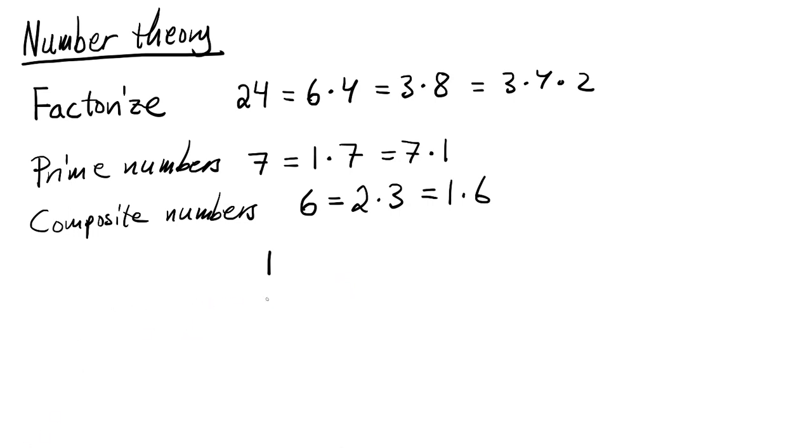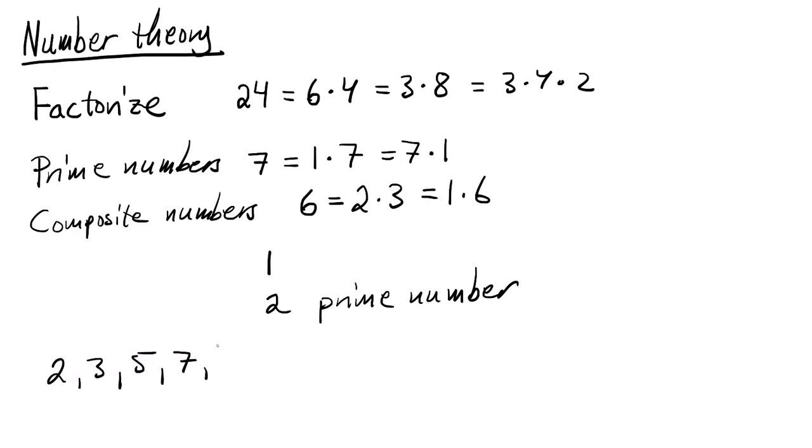So, for example, 2 is a prime number. That's the smallest prime number. And it's also the only prime number that's an even number. All other prime numbers are odd numbers. So the prime numbers are 2, 3, 5, 7, 11, and further on. There are infinitely many prime numbers. This can be proven.